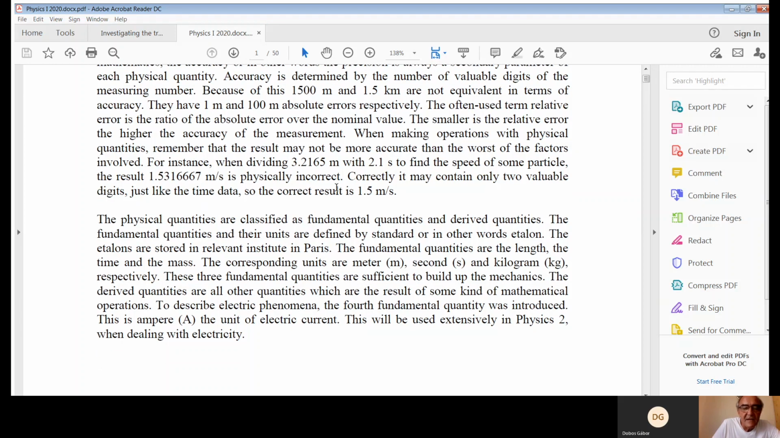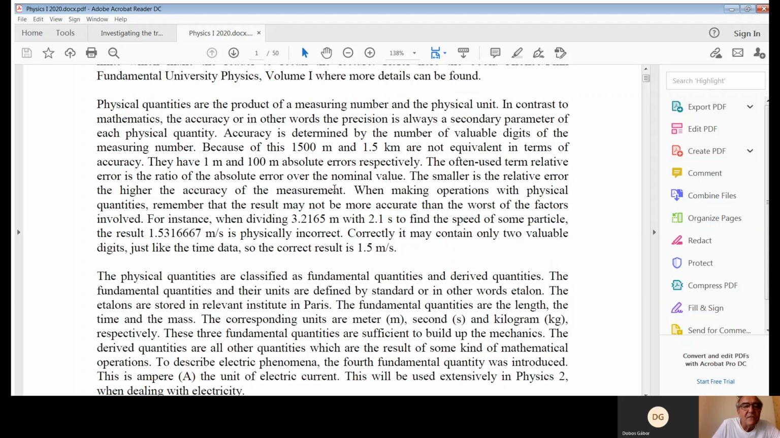And I have here written an example. Yes, so 1,500 meter and 1.5 kilometer written down are not equivalent in terms of accuracy, because the first one has an accuracy of 1 meter, and another one has an accuracy of 100 meter. So the absolute error is in one case 1 meter, in another case 100 meter.